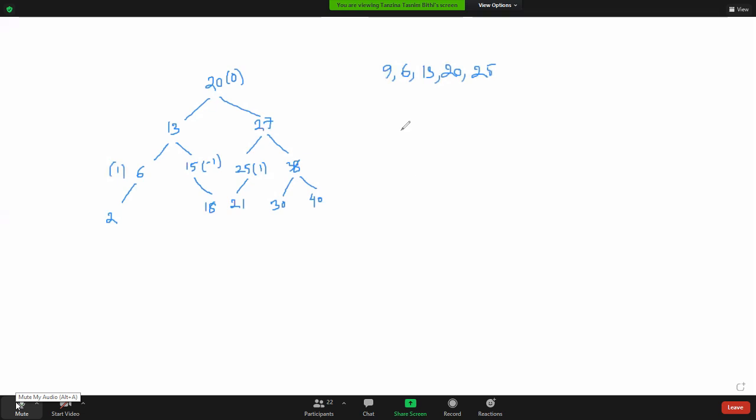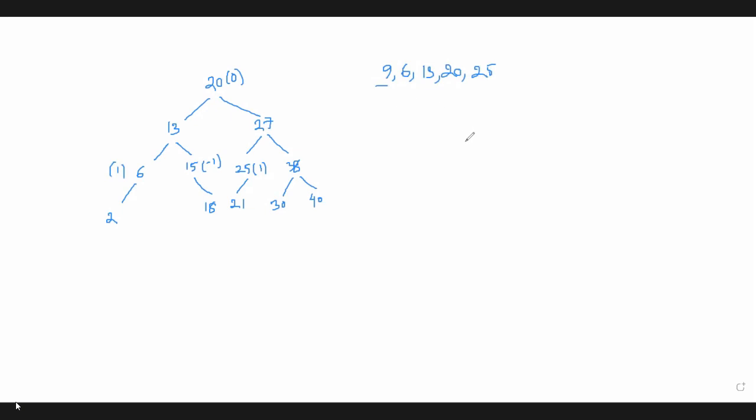Okay, so now we want to delete the next node, 6. So where can you find node 6? This one. Now the node has 1 child. And how do we usually delete a node with 1 child from a binary search tree? After deleting that node, we add its child node to its parent node. That means after deleting 6 from this tree, we will add the left child of 6 as the left child of 13. So now we will delete 6 from the tree and 2 will be shifted here. 2 now becomes the left child of 13.